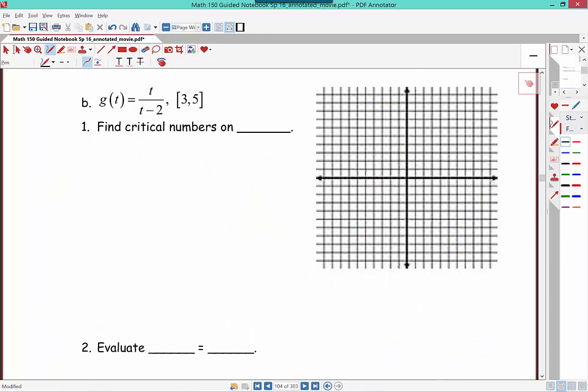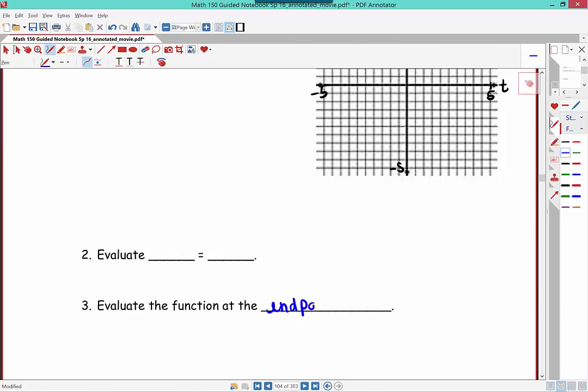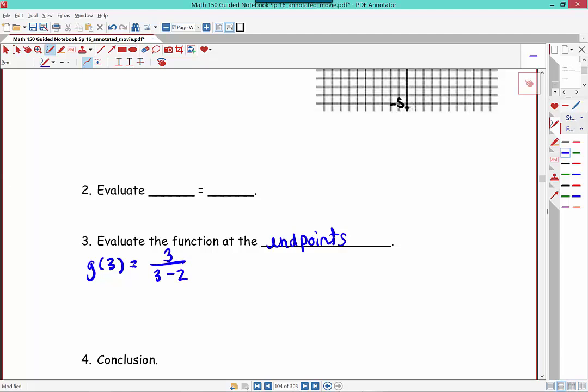So this guy is going to be t and g at t. I don't know, why don't we have it be 5, negative 5, and same over here. And so we're only interested in that one interval from 3 to 5 inclusive. So just plotting some points. And actually, can't we do part of our deal here? If we're evaluating the function at the endpoints, g at 3 is going to be 3 over 3 minus 2, which is 1. And then g at 5 is going to be 5 over 5 minus 2, which is 5/3.